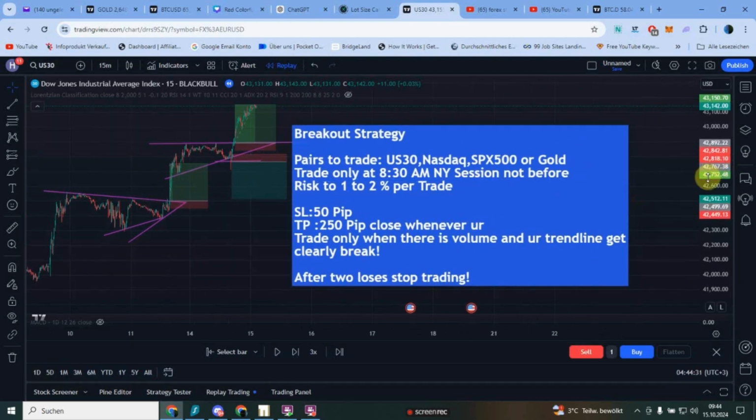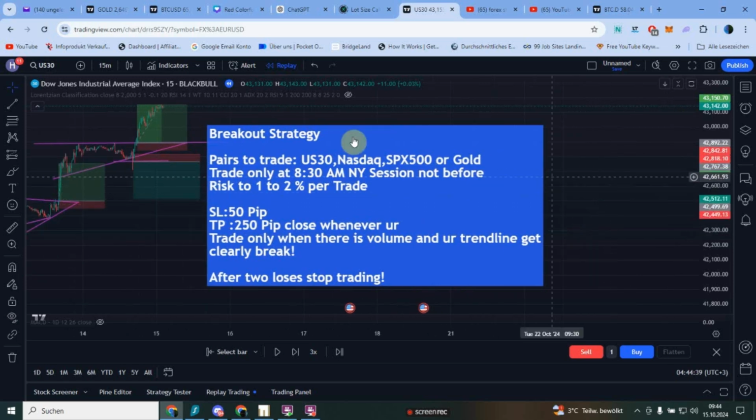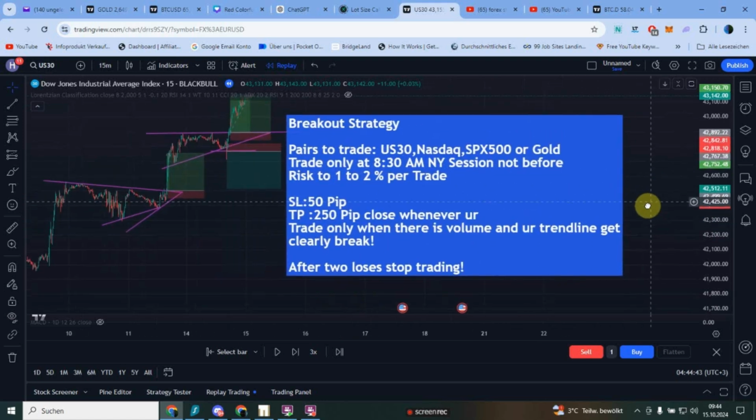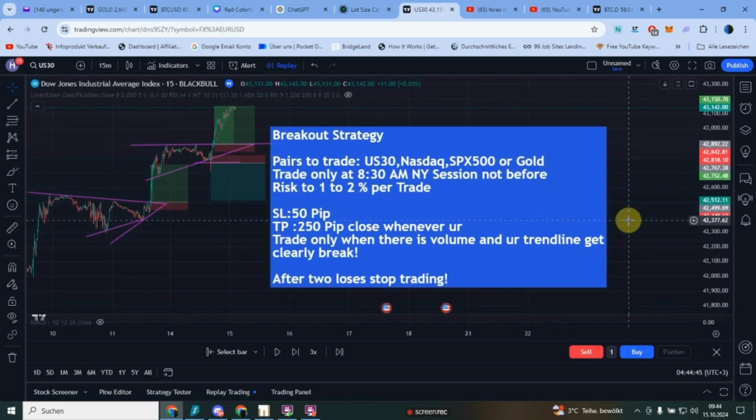Okay guys, let's make a little conclusion at the end: you can perform this strategy pretty well, and I have here a little checklist before you trade this breakout strategy. Pairs to trade: you only trade US30, Nasdaq, SPX 500 or gold. Basically, those are all the pairs where the strategy works well.